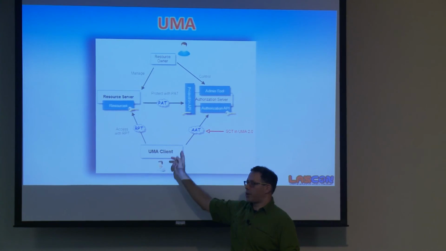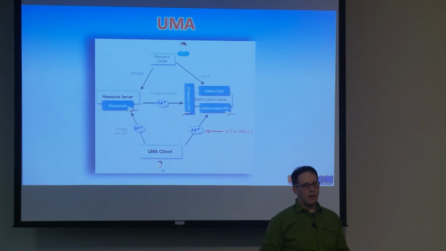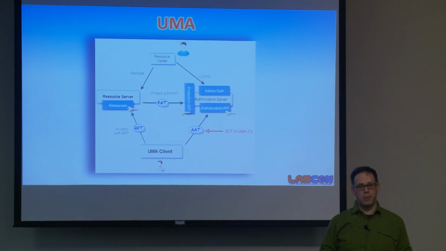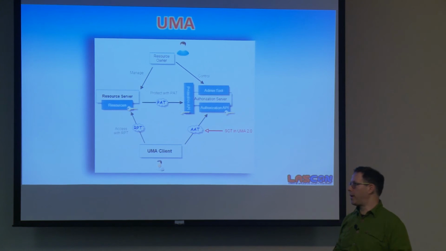So the advantage of this is that the client doesn't need to know the scope. It just calls the API, and it doesn't need to know anything about the scope. So we can change the scopes. It's a looser coupling.